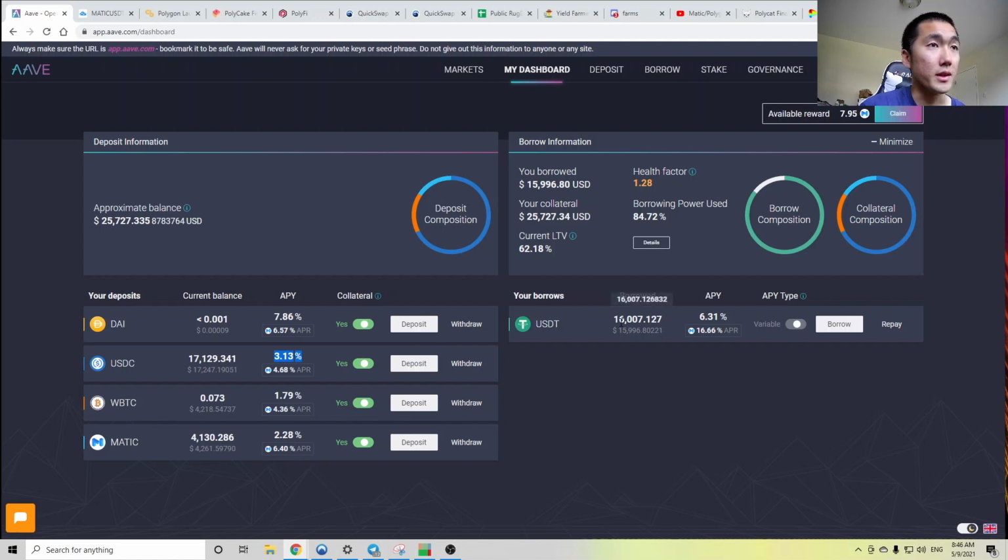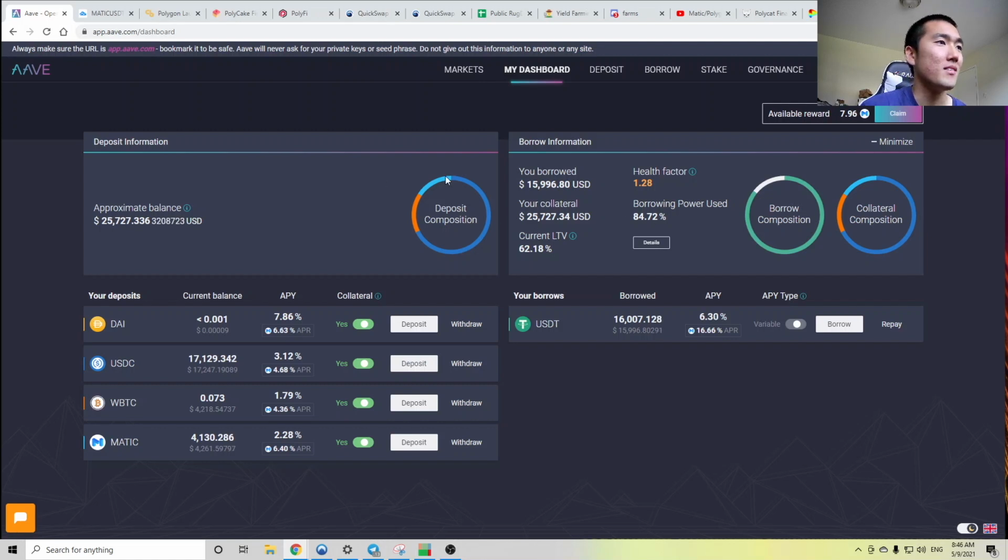And also the great thing about AAVE is that you get paid to borrow. So I'm borrowing Tether for 6%, but Polygon is paying me almost 17% to borrow. So in other words, they're paying me like 10-11% to borrow money from AAVE, which is incredible. So I really encourage you to at least look into it.